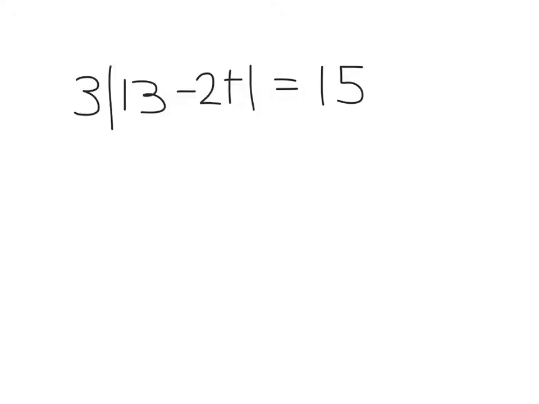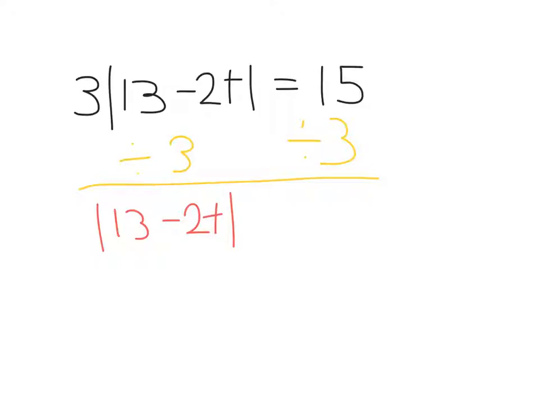So for this type of problem, we've got some stuff on the outside of the absolute value symbols, and we've got stuff on the inside that we've got to deal with. And you always have to deal with the stuff that's on the outside of the absolute value symbols before you deal with the stuff on the inside. So the very first step here is, well, this is 3 times the absolute value of 13 minus 2t is equal to 15. So the very first thing I'm going to do to this whole thing is divide both sides by 3. When I divide both sides by 3, I'm now left with the absolute value of 13 minus 2t is equal to 5.